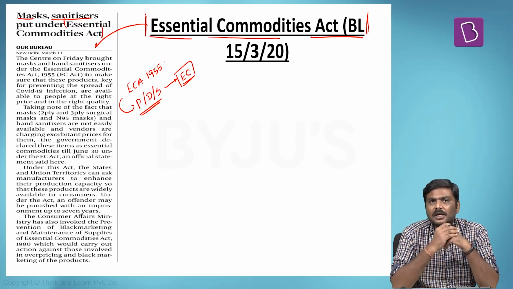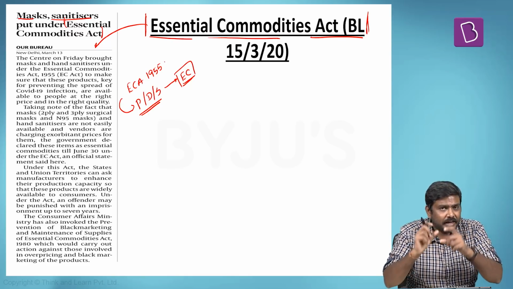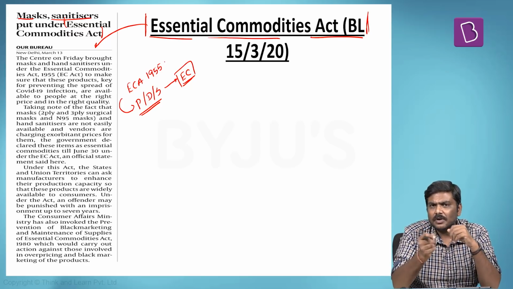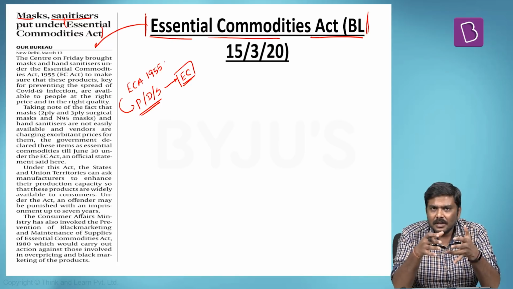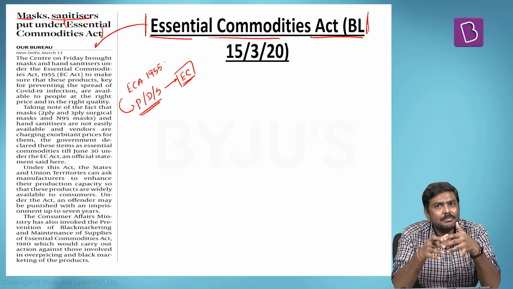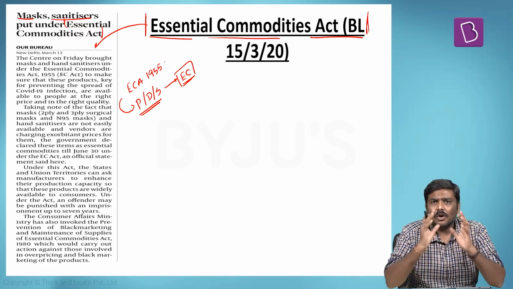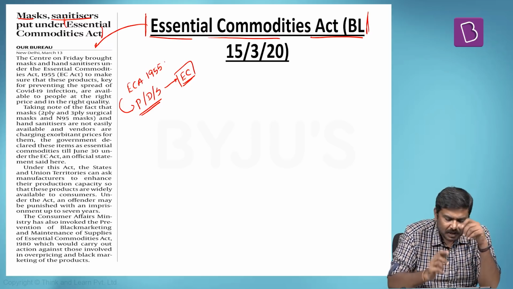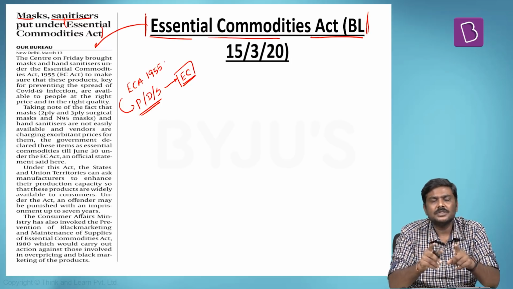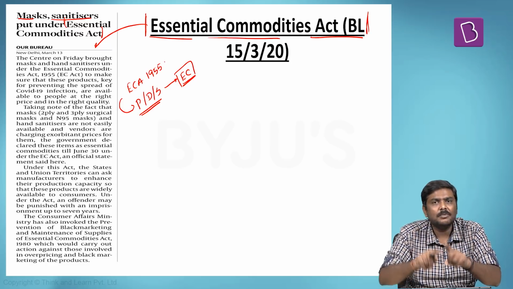I'll repeat the statement. The Essential Commodities Act of 1955 empowers or gives the power to the government to regulate the production, distribution, sale or supply or even storage of these particular commodities. But these particular commodities will have to be classified as essential commodities, notified as an essential commodity by the government.